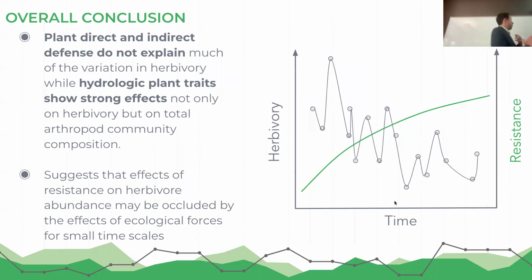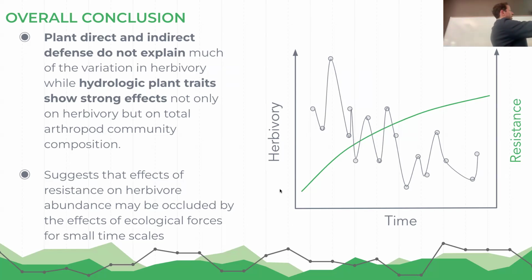However, this effect may be occluded by the effects of ecological forces shaping herbivore populations through these non-defense traits for small timescales. And this is a graph that attempts to demonstrate just that: maybe we looked simply at these first 3 points here on a very, very small time scale. And so we may not see much effect of resistance on those small time scales, as these plants were very young when they were planted.